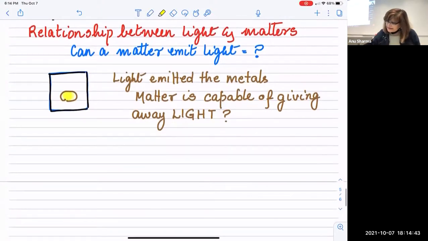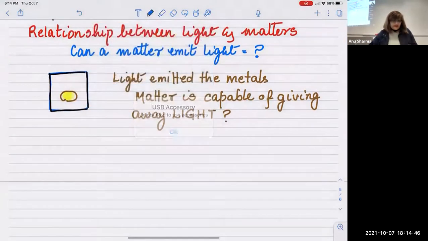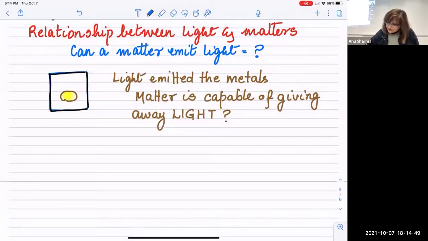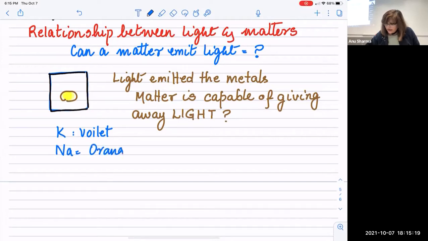And then besides that, at every temperature there was a color of light, and also it depended on the nature of the metal. For example, if it was potassium, the maximum light it gave, along with the other lights also, was the violet color. So for potassium, the majority of the color was violet. Sodium, the majority of the color was orange. And then for lithium, the majority color for a long time was red.